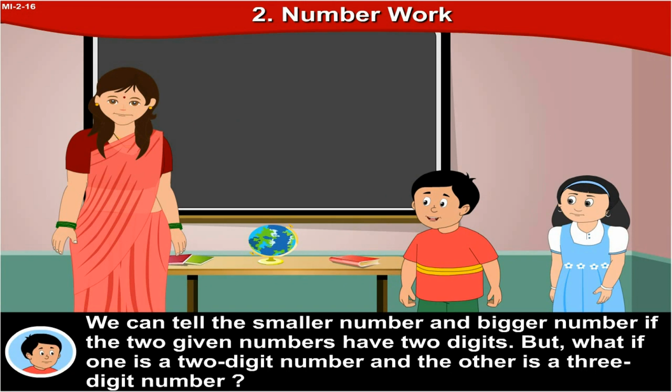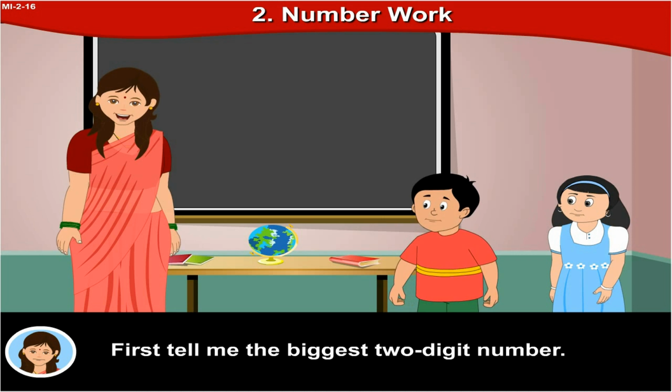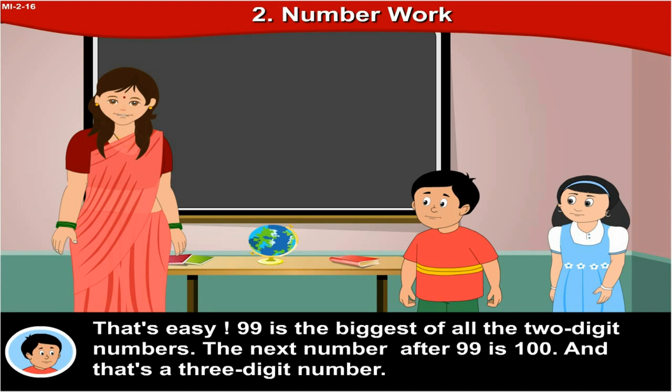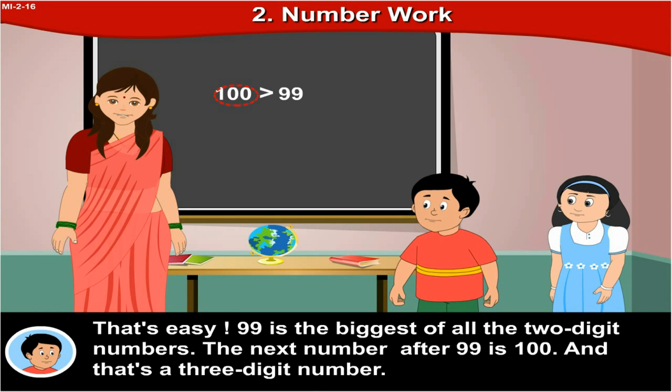Tai, we can tell the smaller number and bigger number if the two given numbers have 2 digits. But what if one is a 2-digit number and the other is a 3-digit number? Tony, first tell me the biggest 2-digit number. That's easy. 99 is the biggest of all the 2-digit numbers. The next number after 99 is 100. And that's a 3-digit number.